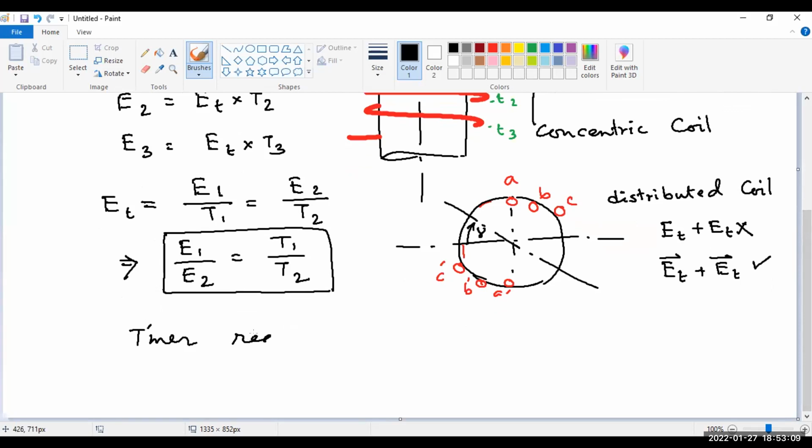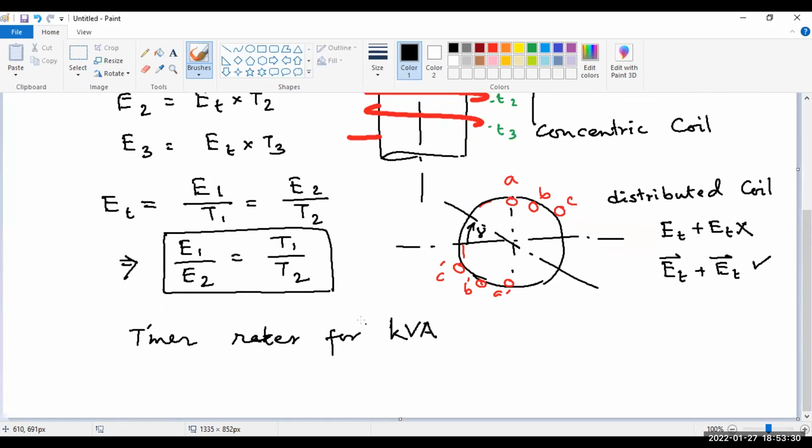Sir, we take base voltage and base current to be the V rated and I rated, and that's why we use the KVA ratings, so that we get the idea about the rated voltage and rated current.